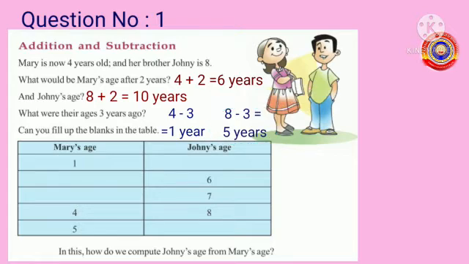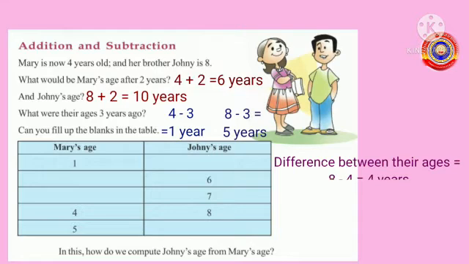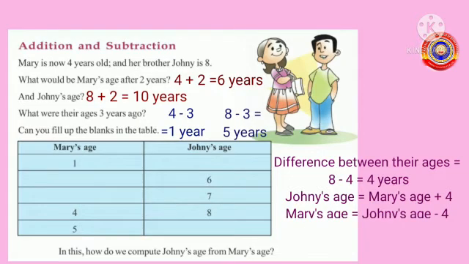Now, we shall complete this table. It is given in the question that Mary is now 4 years old and her brother Johnny is 8 years old. The difference between their ages is 8 minus 4, that is 4 years. Then how will you find Johnny's age when Mary's age is given? Johnny is elder than Mary by 4 years. Then Johnny's age is equal to Mary's age plus 4. Mary is younger than Johnny by 4 years. Then Mary's age is equal to Johnny's age minus 4.